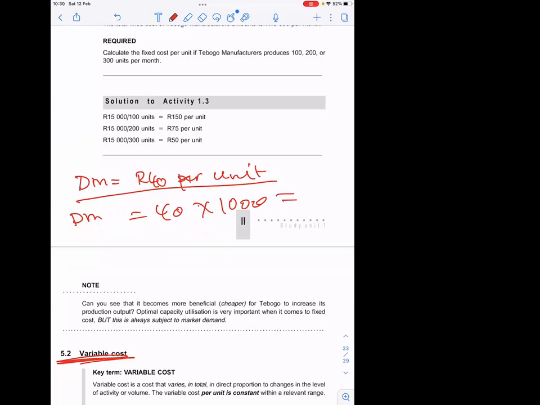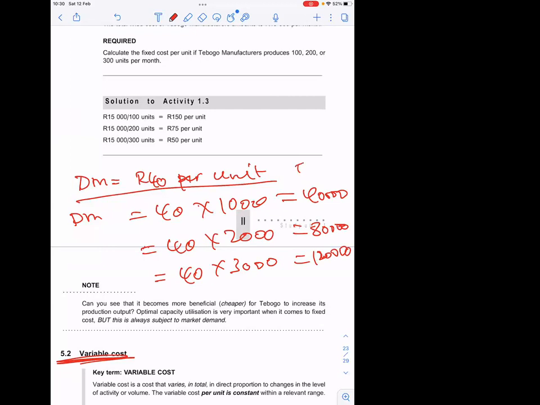This will be total direct material cost. The total direct material cost for 2,000 units, 40 times 2,000. The total direct material cost for 3,000 units is going to be 40 per unit times 3,000 units. The amounts are changing there. 40,000, 80,000, 120,000. So what is changing is the total variable cost. Remember, we said direct labor is a variable cost because it changes with the change in output.